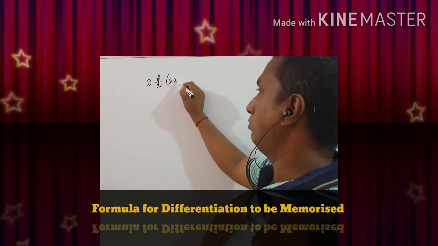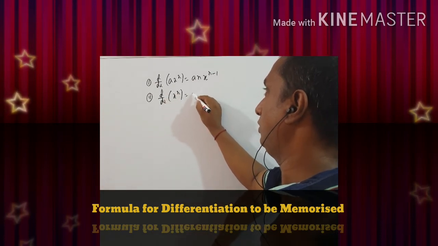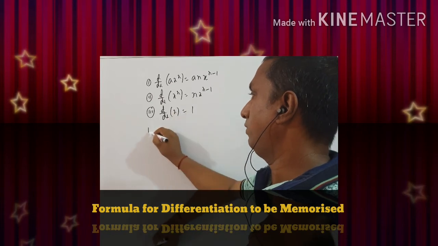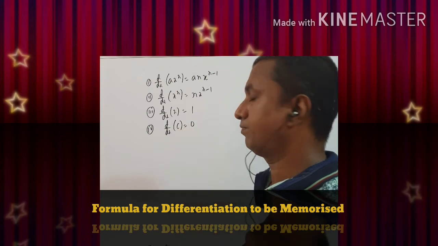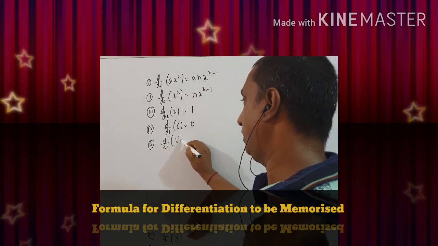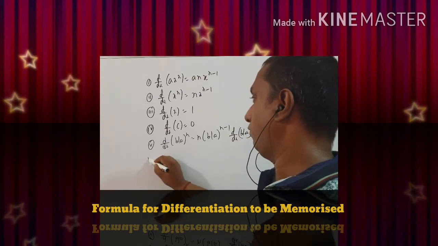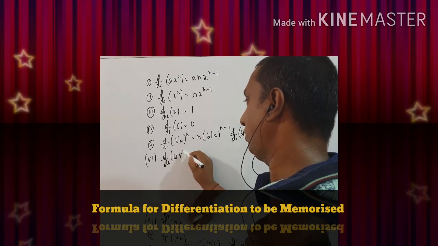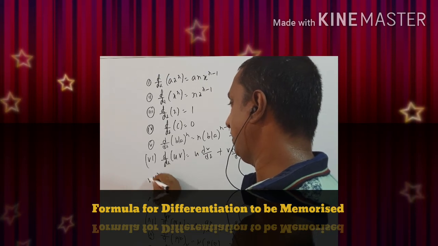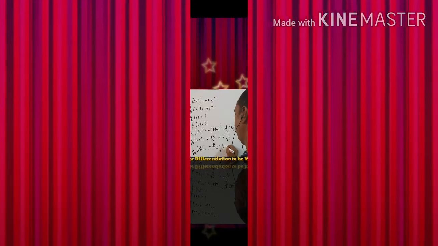Now the summary of formulas. 1: d/dx of a x to the power n equals a n x to the power n minus 1. 2: d/dx of x to the power n equals n x to the power n minus 1. 3: d/dx of x equals 1. 4: d/dx of some constant equals 0. Next, 5: chain rule, d/dx of f to the power n equals n f to the power n minus 1 times d/dx of f. 6: product rule, d/dx of uv equals u dv/dx plus v du/dx. 7: d/dx of u by v equals v du/dx minus u dv/dx, over v square.